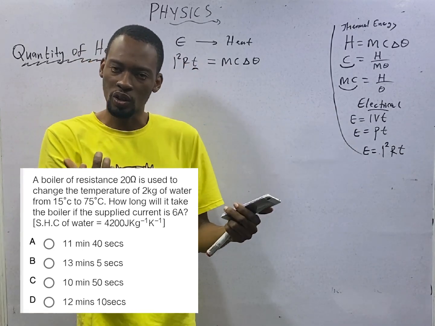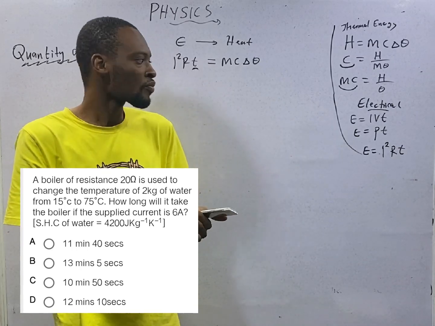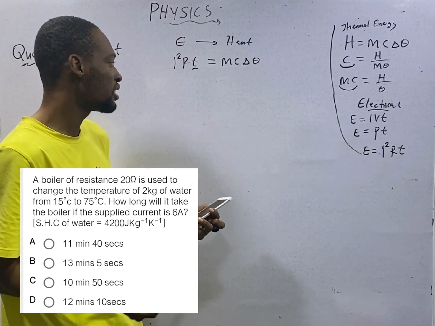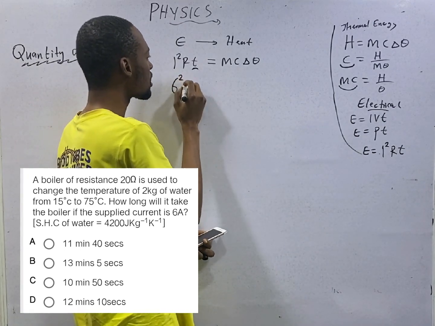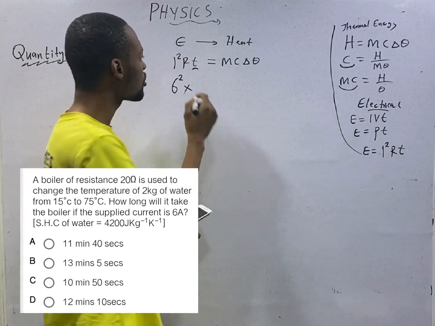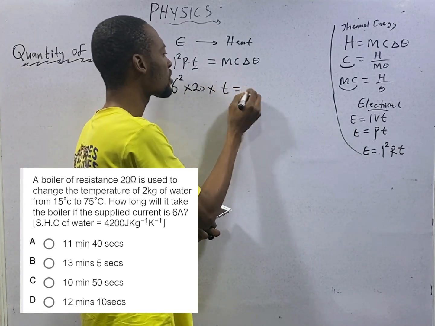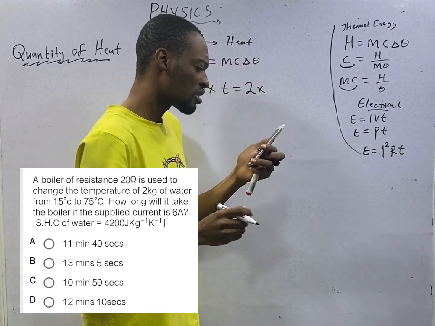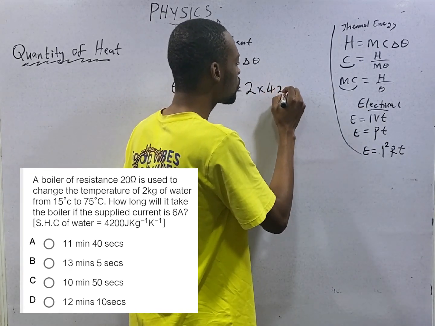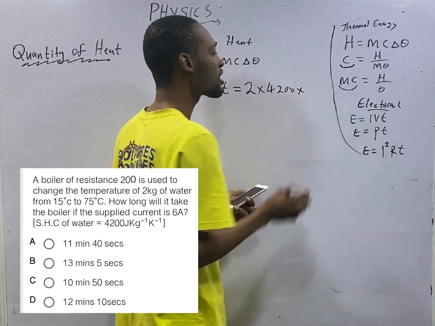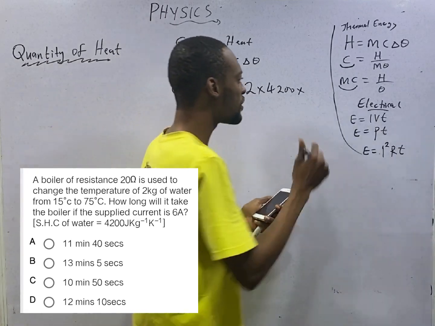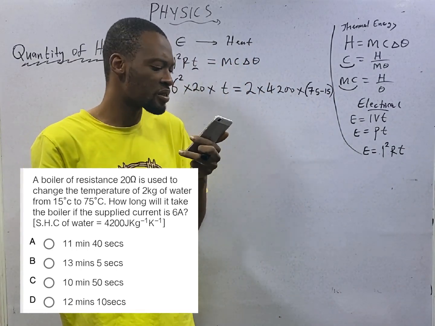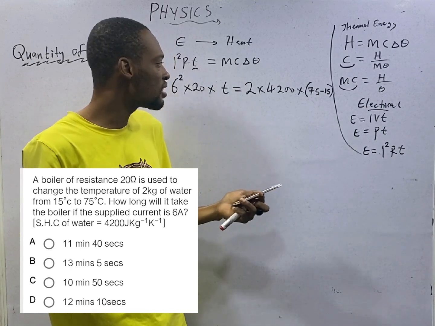Anytime you hear how long, you are dealing with what? Time. When you hear how far, you are dealing with what? Distance. From here we have everything that we need. Current is 6 amp, so 6 squared times resistance 20 ohms times time, which of course is what we are looking for, equals mass 2 kilogram times specific heat capacity 4,200 times change in theta. Change in theta is 75 degrees Celsius minus 15 degrees Celsius, that is the change in temperature. That should be 60 degrees Celsius.